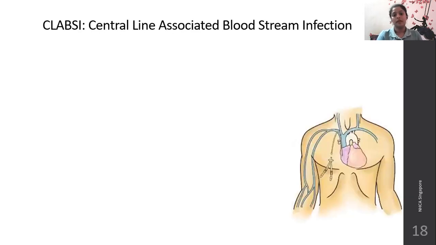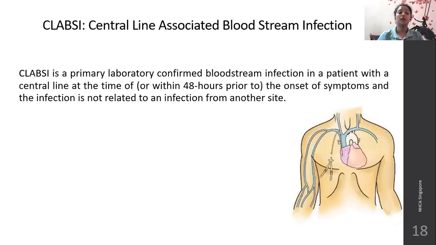Central line associated bloodstream infection. It is a primary laboratory-confirmed bloodstream infection in a patient with a central line at the time of, or within 48 hours prior to, the onset of symptoms. The infection is not related to an infection from another site. So after placing the central line, after 48 hours, the laboratory has confirmed a bloodstream infection.